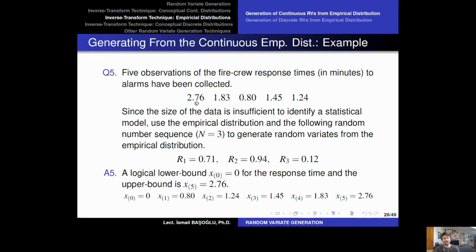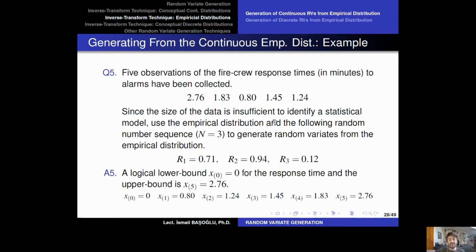One incident has been responded to in 2.76 minutes, another one in 1.83 minutes. Now you see, fire incidents grow large at exponential speed, so it takes a very small amount of time for a whole building or a whole room to burn out, unfortunately. Fire incidents are very dangerous; they require immediate response. So we have 0.80, 1.45, and 1.24 in these 5 different incidents. The response times are measured in minutes.